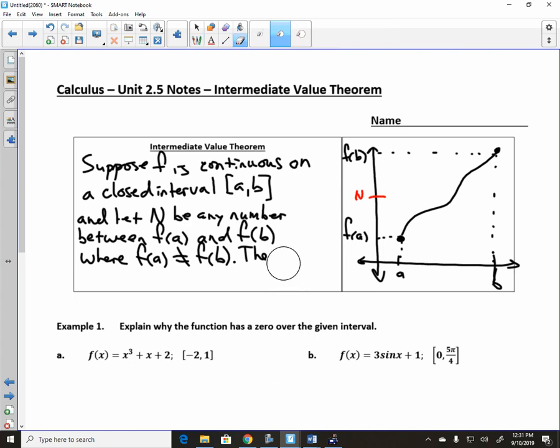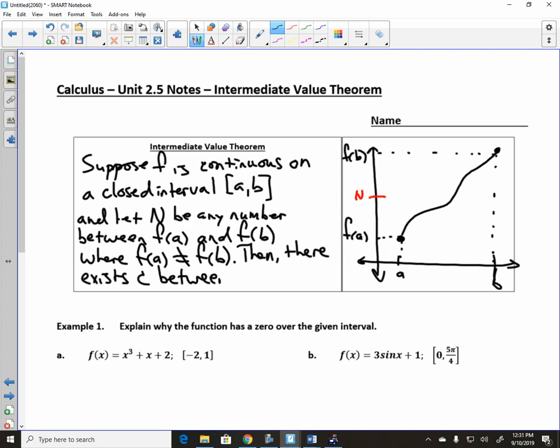And now we finish off the intermediate value theorem. Then there exists C between A and B such that f of C is equal to n.